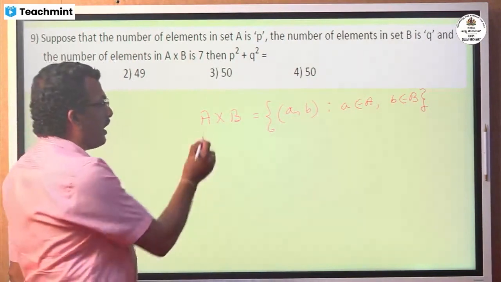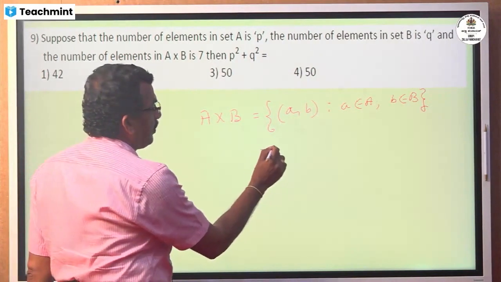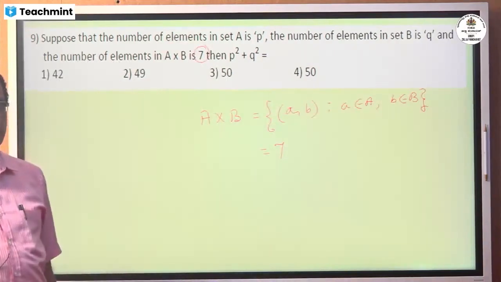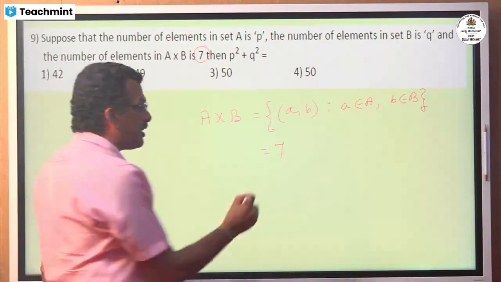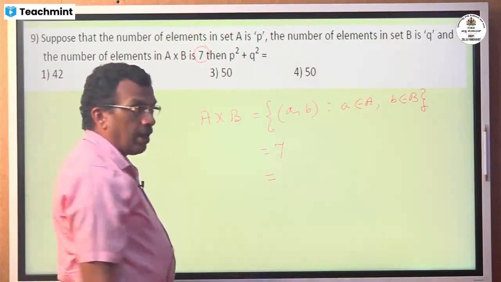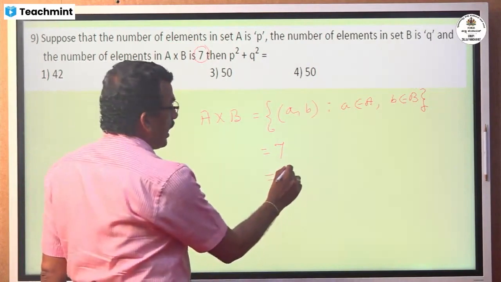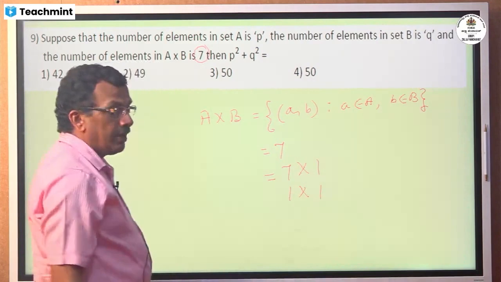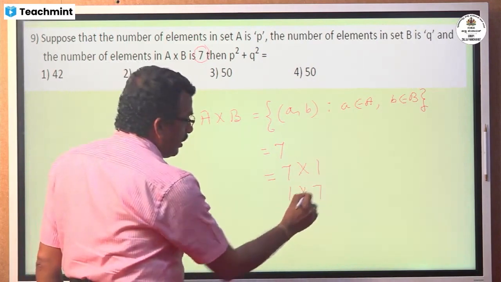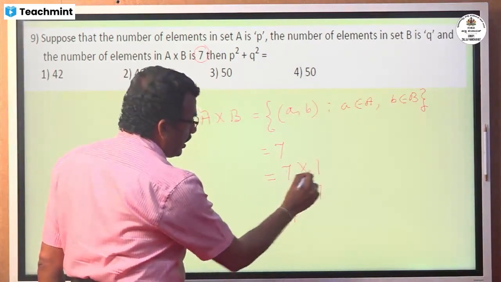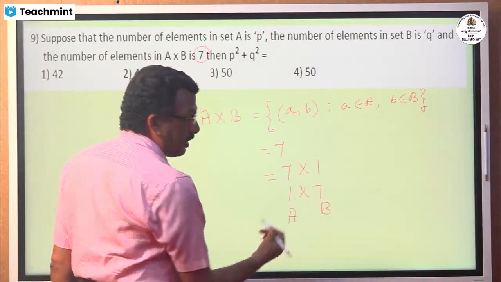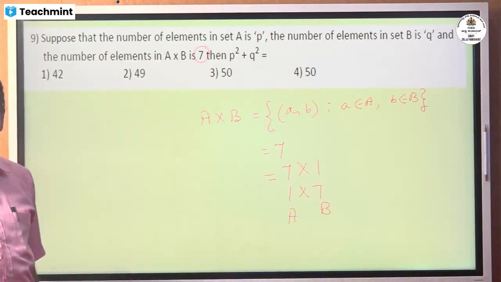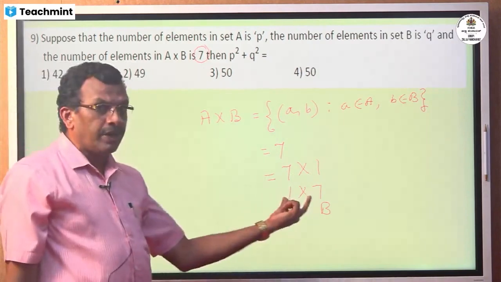They have given that in the A cross B we have 7 elements. Here they have given, A cross B has 7 elements. What is 7? 7 is a prime number. So I can write that one as either 7 into 1 or 1 into 7. If A has 7 elements, B has 1 element. If A has 1 element, B has 7 elements. Number of elements identified.